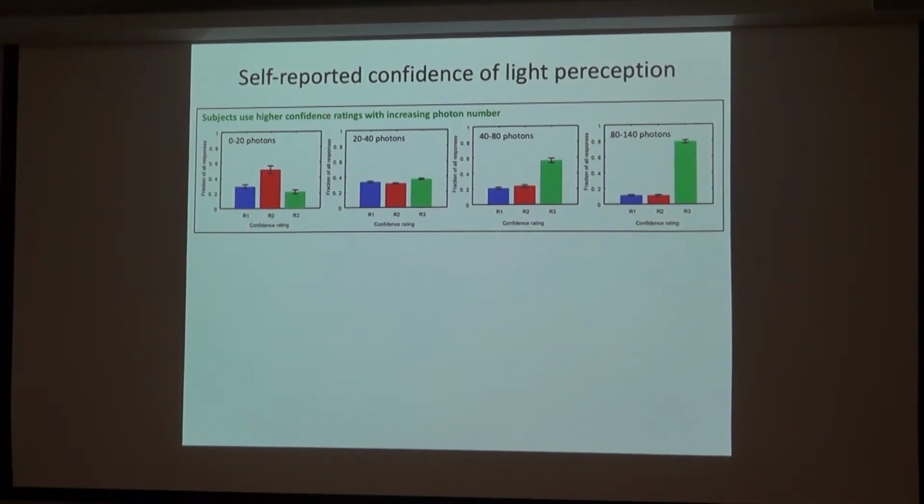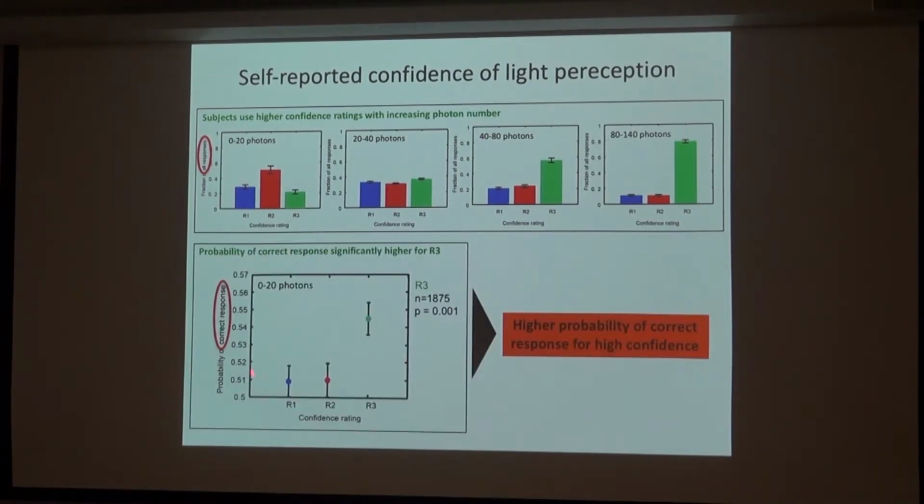If we look at the correct responses, we saw a different phenomenon. Namely, the correct responses were dominated by the high confidence R3 responses, suggesting that there is a higher probability of a correct response for high confidence ratings. This may be the cases where the photons were actually not scattered or absorbed, made it to the eye, causing an isomerization reaction, and that's what the subject picked up.